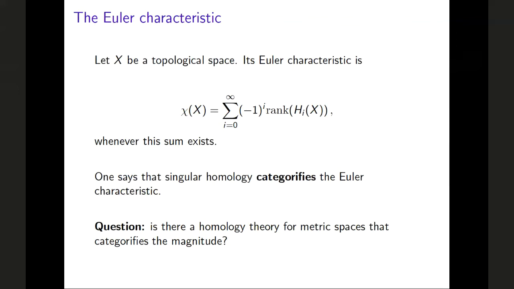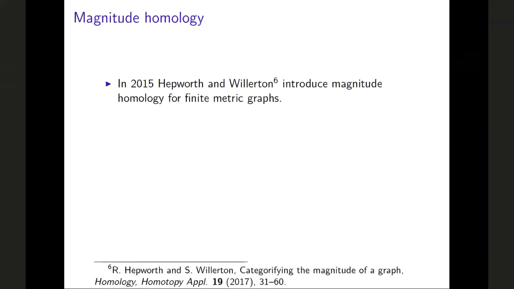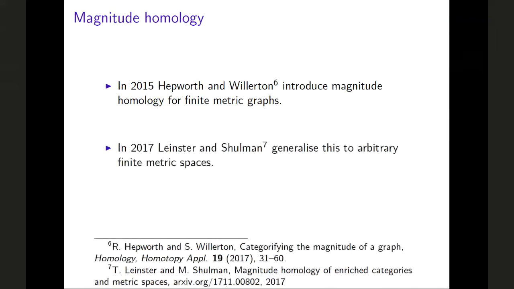And in 2015, Hepworth and Willerton answered this question in the affirmative for finite metric graphs. So these are finite metric spaces as obtained from weighted graphs, where one computes distances as shortest paths. And in 2017, Leinster and Shulman generalized this to arbitrary finite metric spaces.